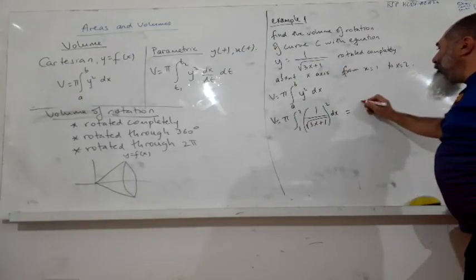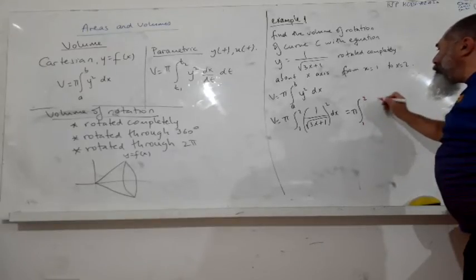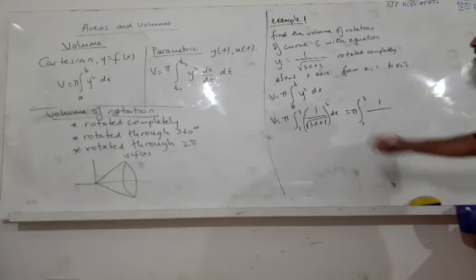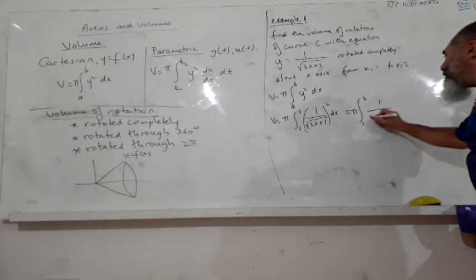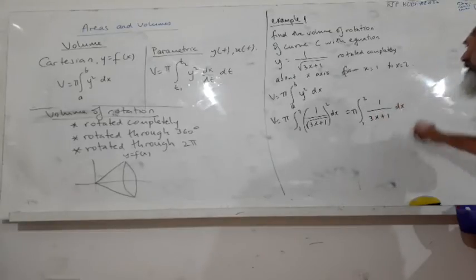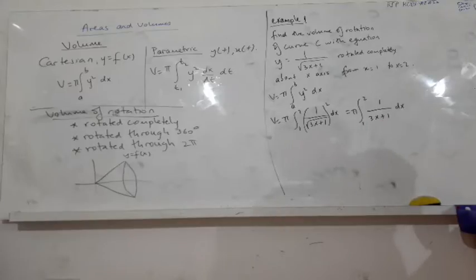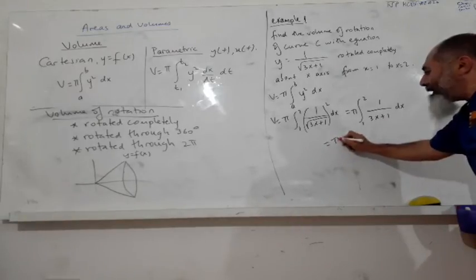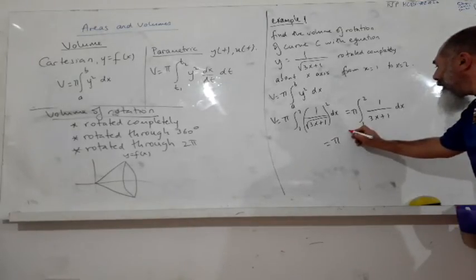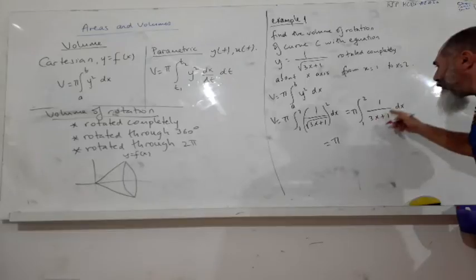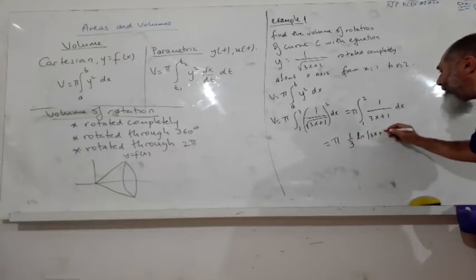The square of 1 is 1. What is the square of the square root of 3x plus 1? It is 3x plus 1, dx. And we know that the integration there is pi times, what is the integration of this one? 1 over 3 ln of 3x plus 1, from 1 to 2.